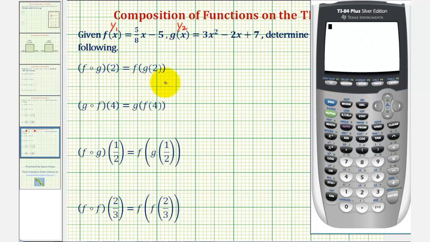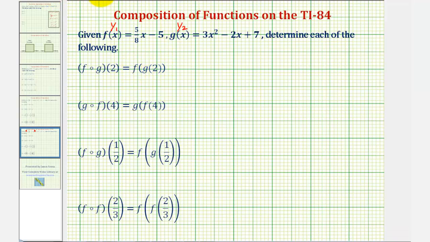Looking at our first composition of functions, notice how it's written two ways. These are the two most common ways to express a composition of functions. In both cases we say f of g of 2. But I think the second notation here is a little easier to work with because it's easier to see which function would be the inner function. Notice here the output of g of 2 will become the input into function f.